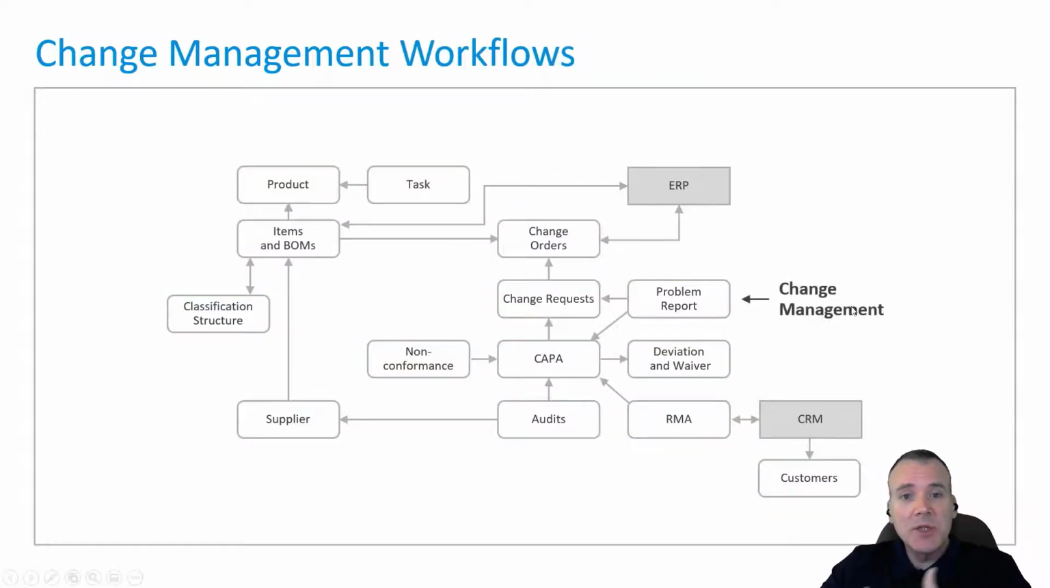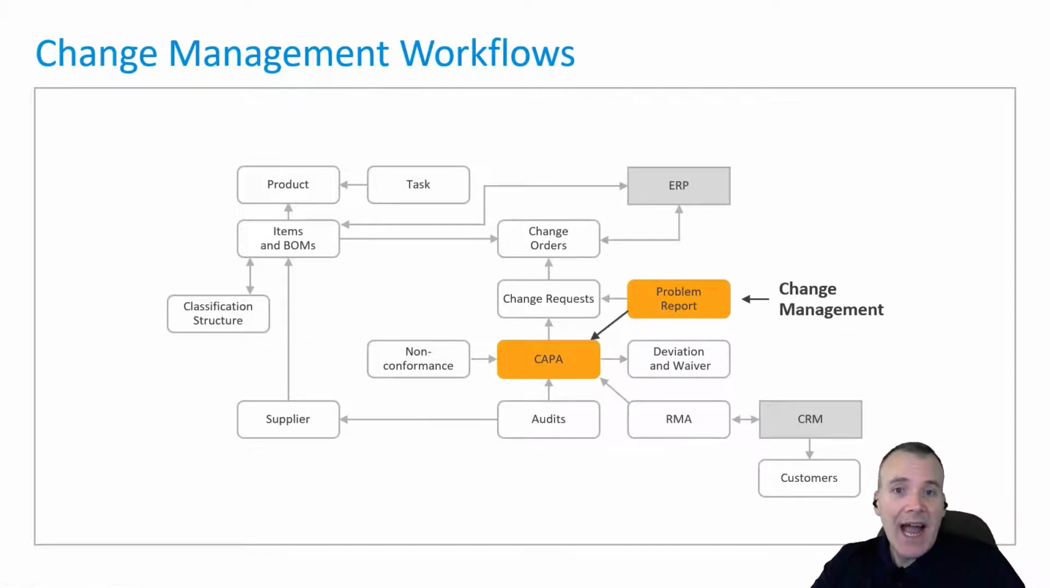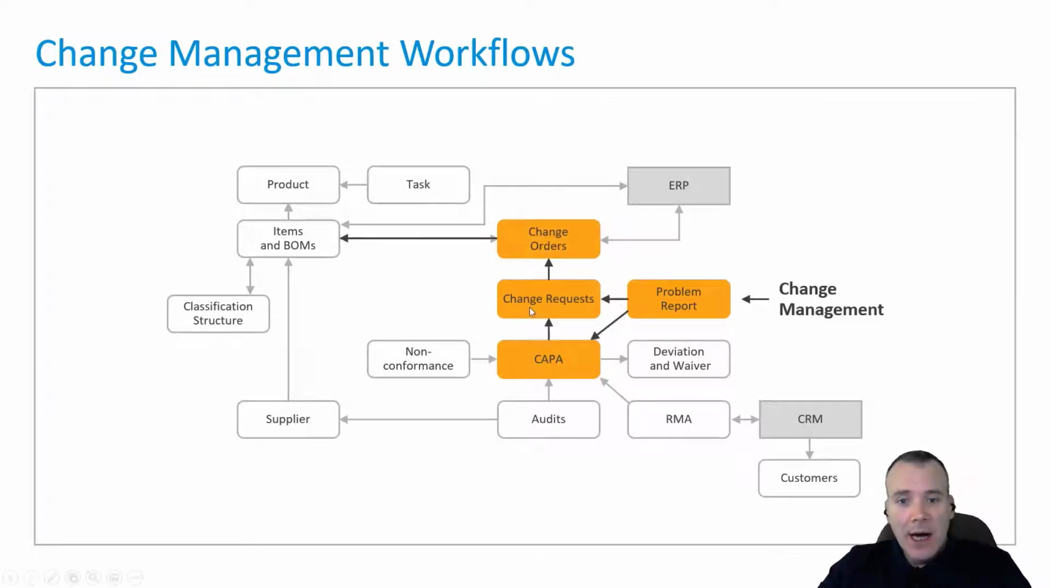So when we're talking about change management specifically, let's say a problem report comes up. It could be someone on the floor notices an assembly problem, someone in engineering notices an issue with the design. They could create a problem report. That problem report could lead to either a CAPA, a corrective and preventive action activity, or if it's something simple, maybe it could just go straight to a change request. That request could lead to a change order, which then eventually leads to a change to an item or a bill of materials. So that's the idea.